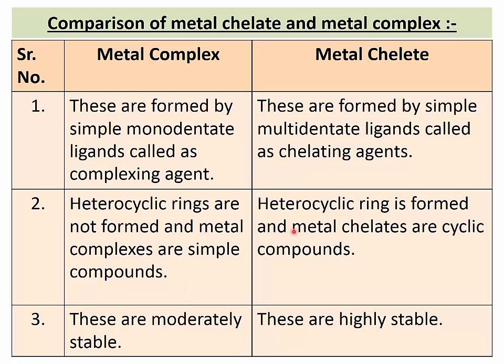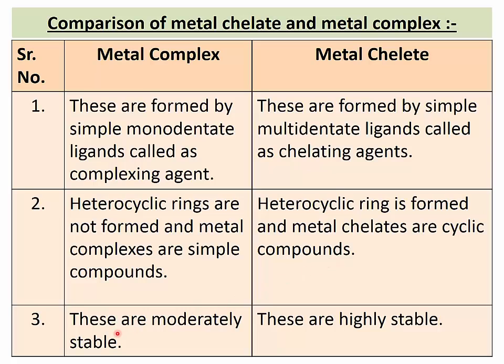While in chelates, a heterocyclic ring is formed and metal chelates are cyclic compounds. In the previous slide we discussed the ethylene diamine complex of cobalt. Okay, that is a chelate. In that structure we have seen that there is formation of a heterocyclic ring. That compound is cyclic. So heterocyclic ring is formed and metal chelates are cyclic compounds.